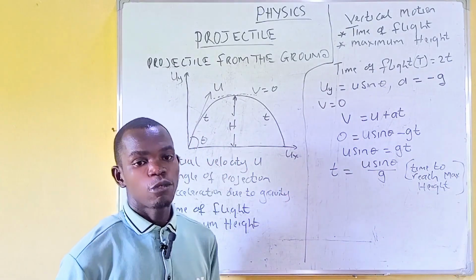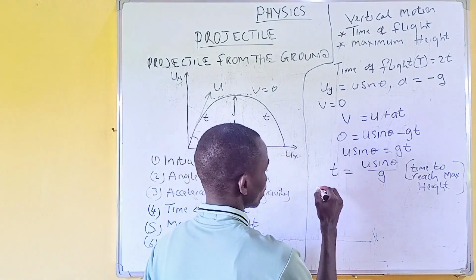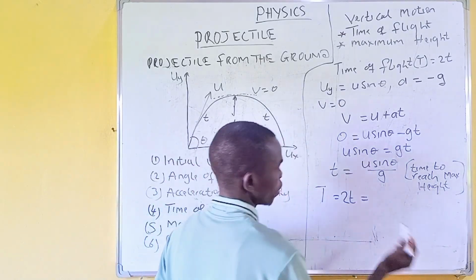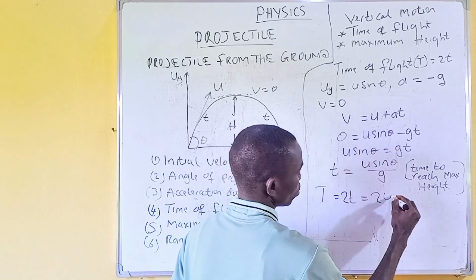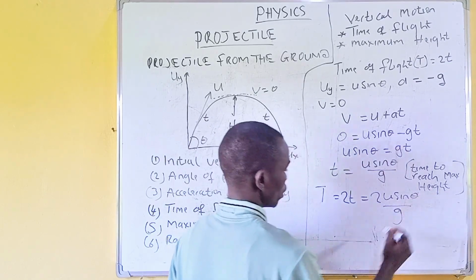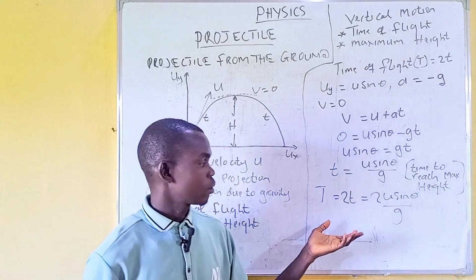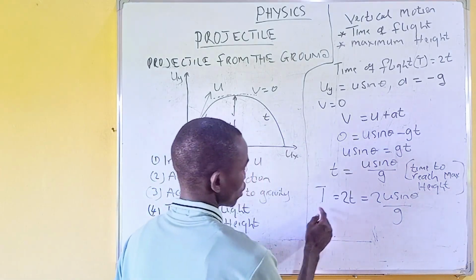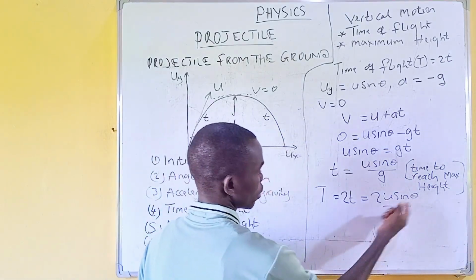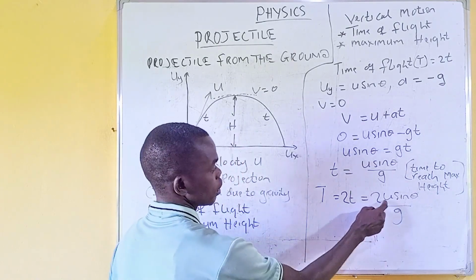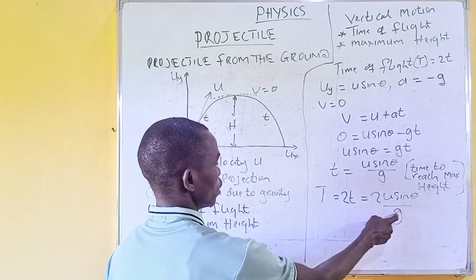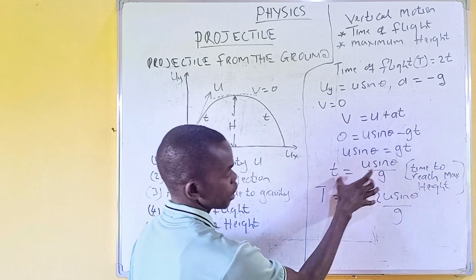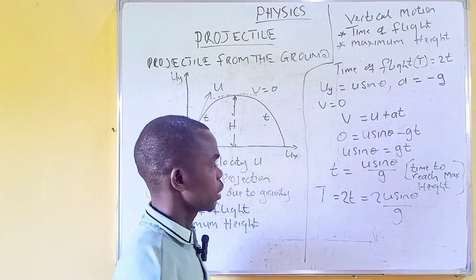So for us to get our time of flight, which is the capital T, will now be 2 times the time to reach the maximum height. So our time of flight will now be 2 times u sine theta over g. This is the way of finding our time of flight. So the formula for time of flight will now be T is equal to 2u sine theta divided by g, where u is our initial velocity, g is our acceleration due to gravity, and u sine theta over g is our time to reach the maximum height.